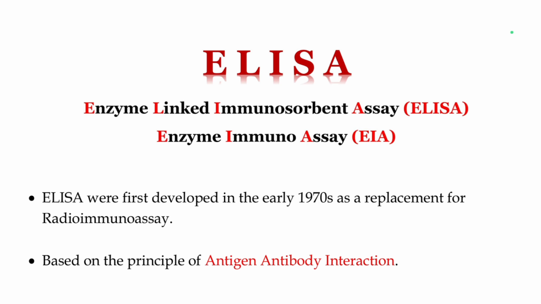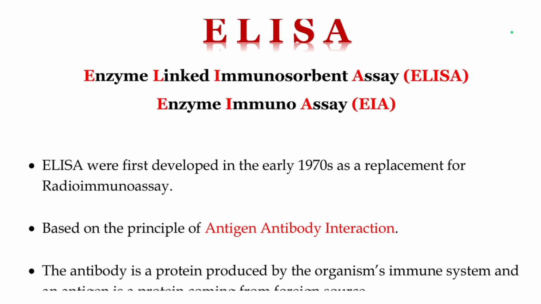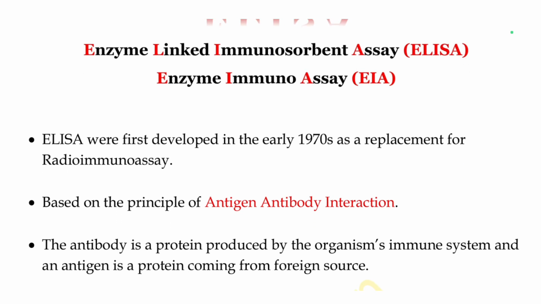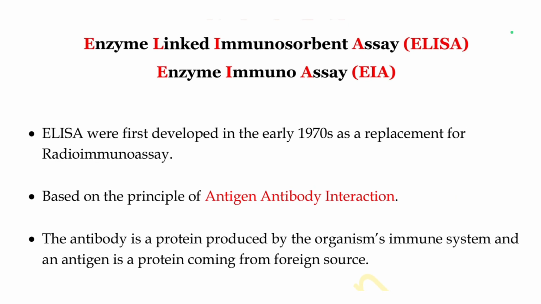ELISA was first developed in the early 70s as a replacement for radioimmunoassay, or RIA. ELISA is based on the principle of antigen-antibody interaction. The antibody is a protein produced by the organism's immune system, and an antigen is a protein coming from a foreign source. So basically ELISA is made for the detection of proteins, and antigen is also a protein and antibody is also a protein. So we can detect the amount of antigen or antibody by using the ELISA test.